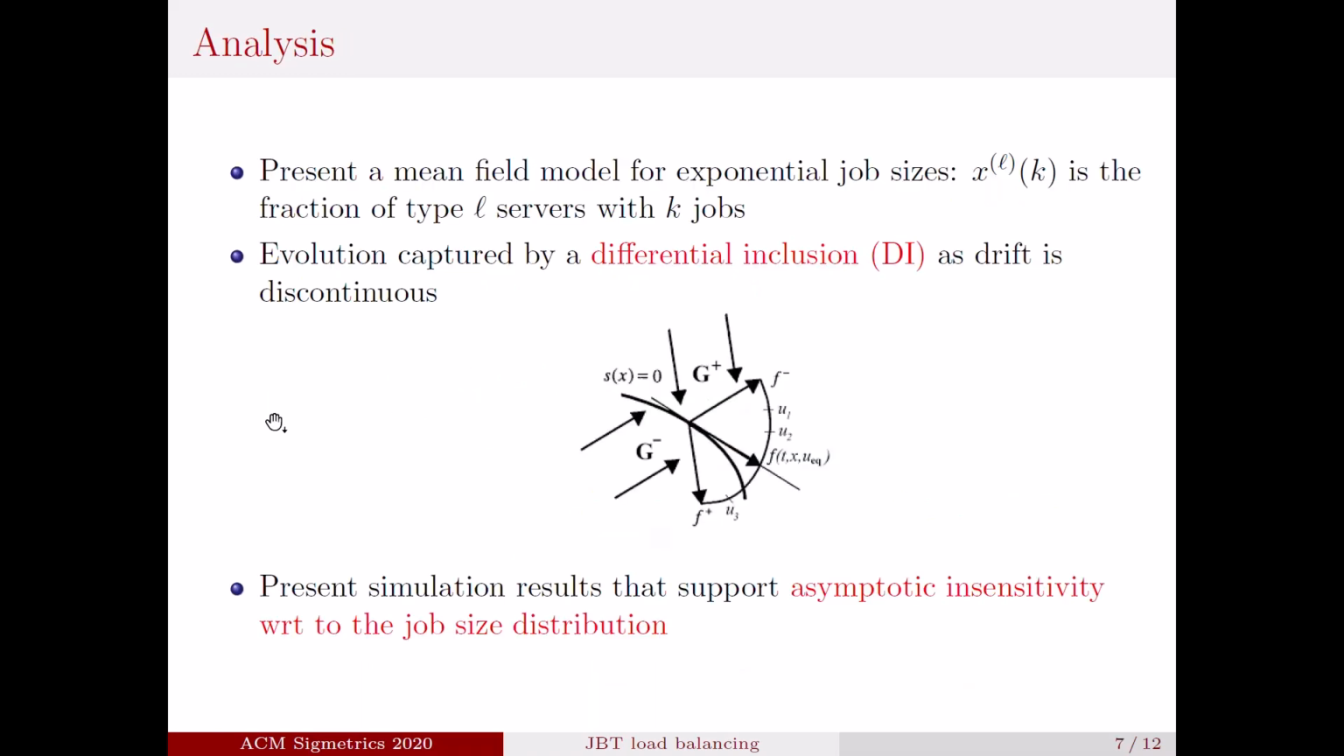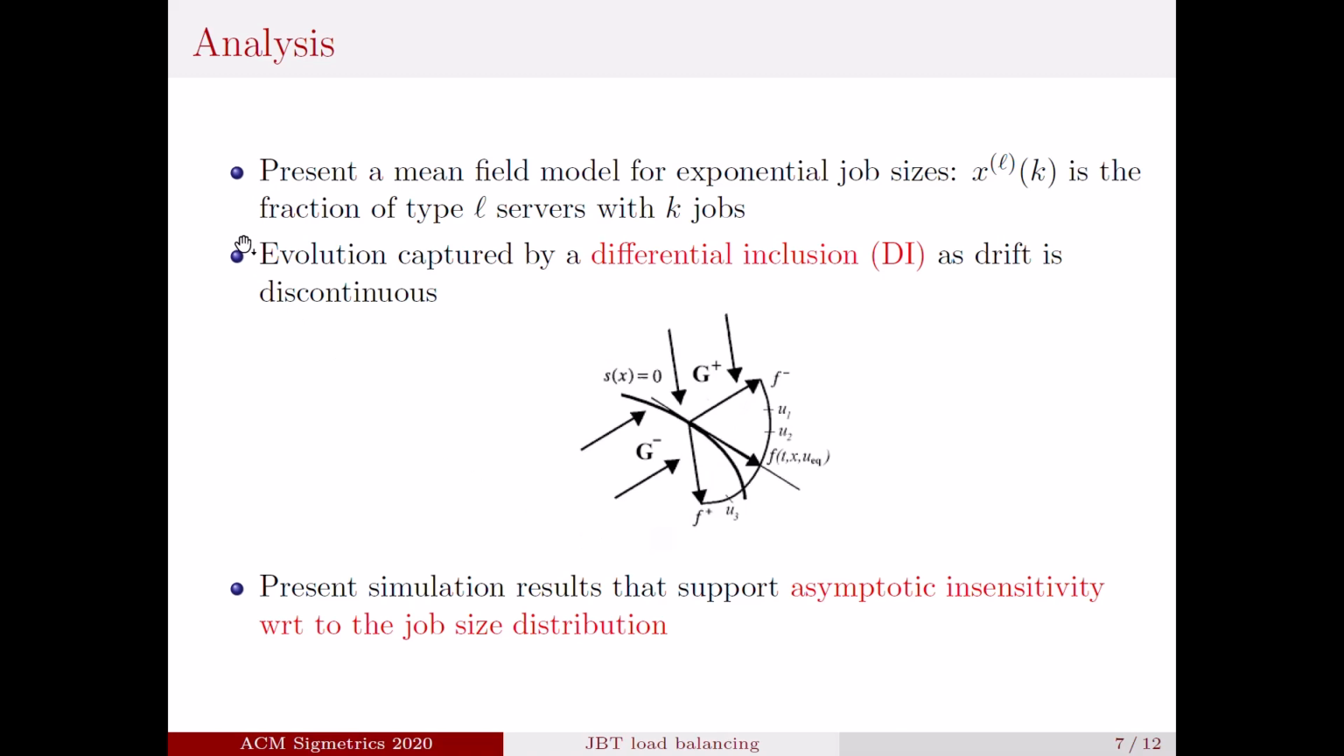Now for the analysis, we're going to use a mean field model, and we're going to restrict ourselves to the case where the job sizes have an exponential size. This might seem quite restrictive, and it might appear like the results may not then be valid in practice, but in fact what we show at the end of the paper using simulation is that if the number of servers becomes very large, then the system performance appears to be asymptotically insensitive to the job size distribution.